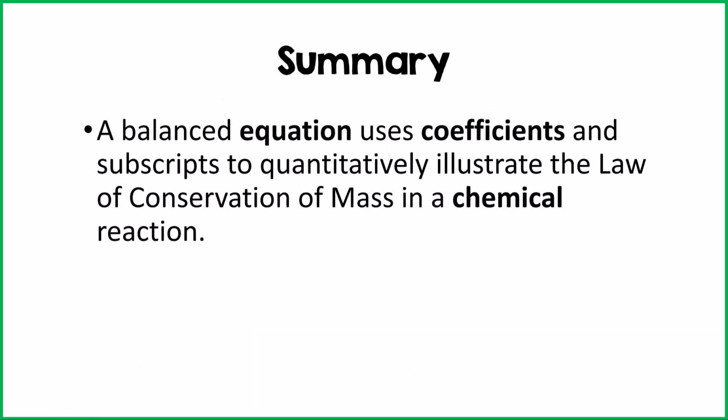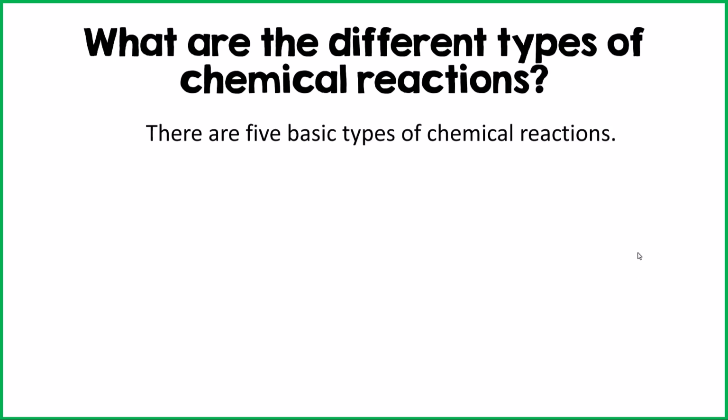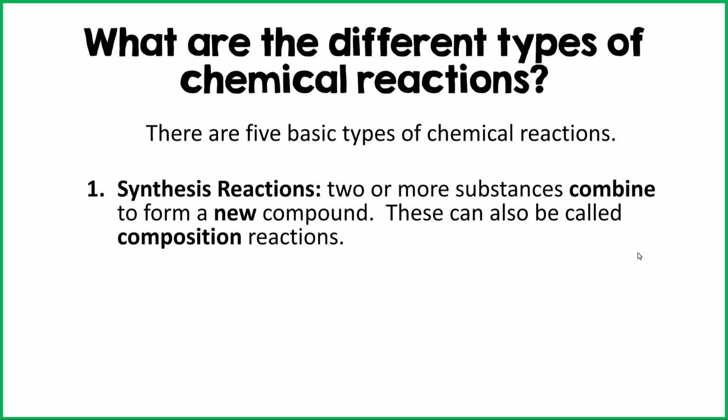So in summary, a balanced equation uses coefficients and subscripts to quantitatively illustrate the law of conservation of mass in a chemical reaction. So what are the different types of chemical reactions? There are 5 basic types of chemical reactions. The first is a synthesis reaction, in which 2 or more substances combine to form a new compound, so one new compound. These can also be called composition reactions.